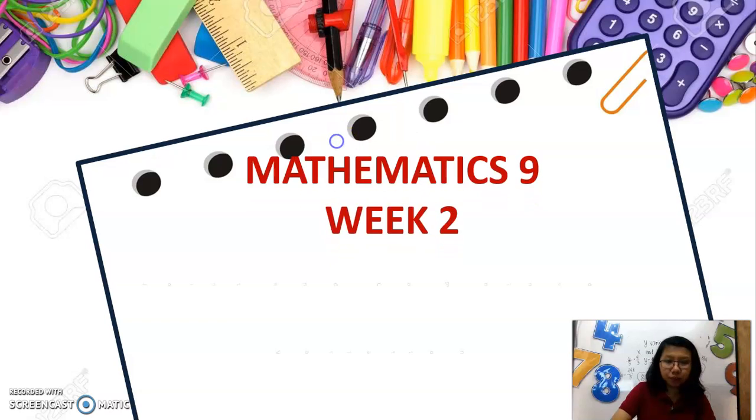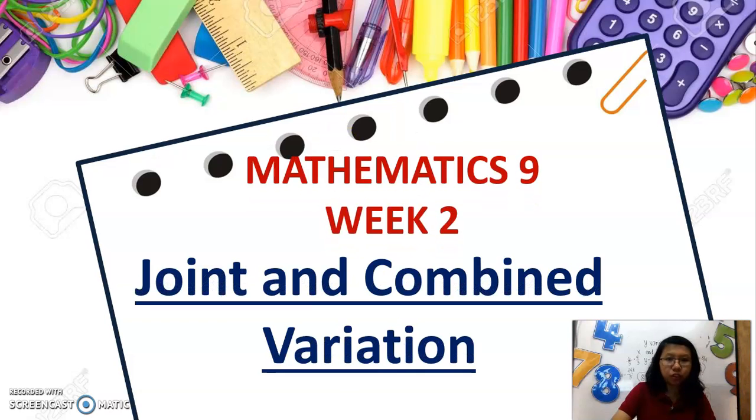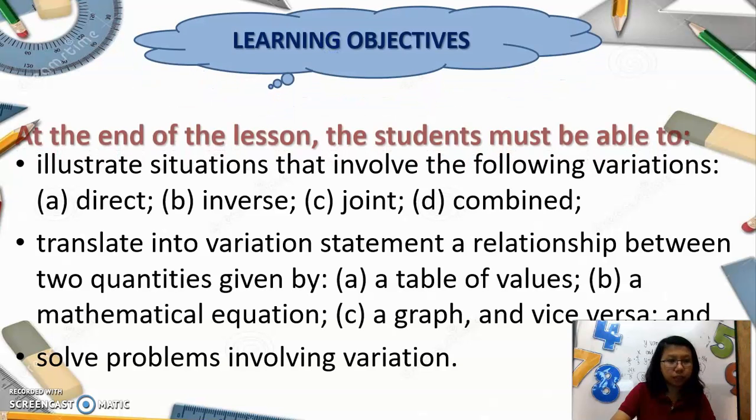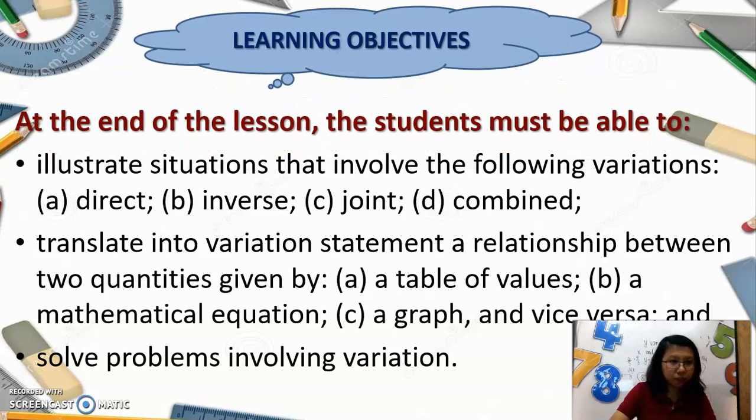So our topic for the week will be all about joint and combined variations. And for the learning objectives, at the end of the lesson, you must be able to illustrate situations that involve the following variations: the direct, inverse, joint, and then combined. The next one is to translate into a variation statement a relationship between two quantities given by a table of values, mathematical equation, graph, and vice versa. And the last one is to solve problems involving variations.